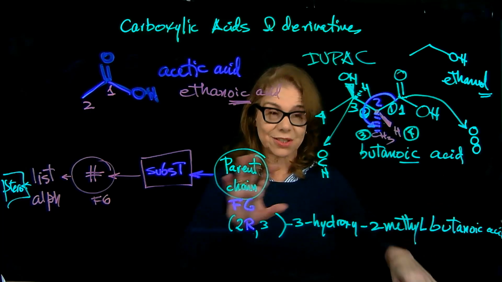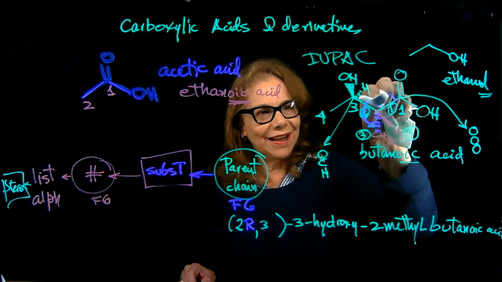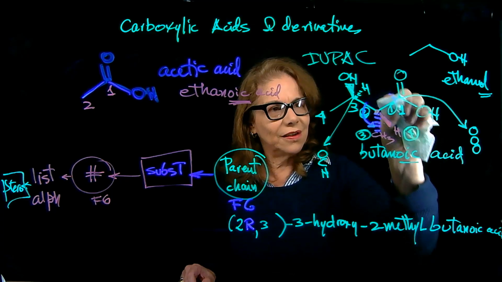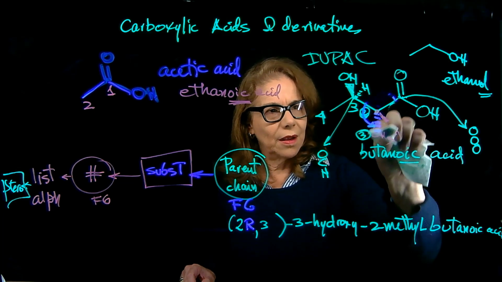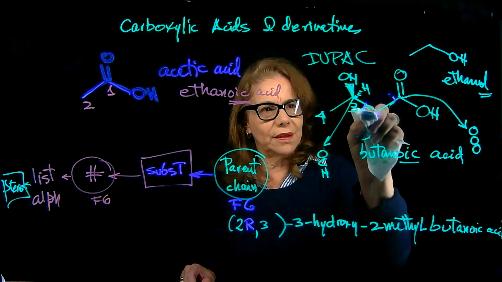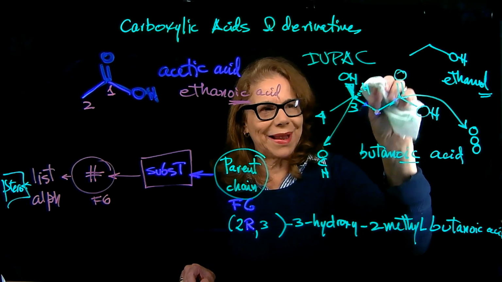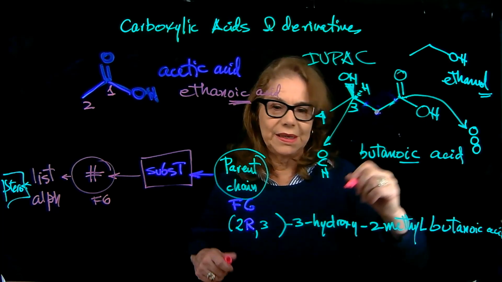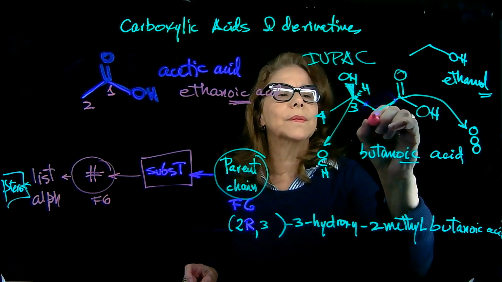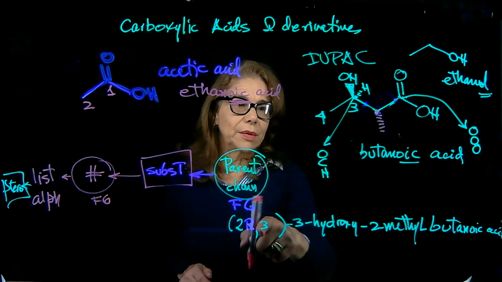I need to erase some of those numbers because it's getting pretty crowded here. So let's erase this. I'm going to put the methyl back. Okay, there we go. So now this is what we had. That is a methyl. Now we're doing the configuration of carbon 3.